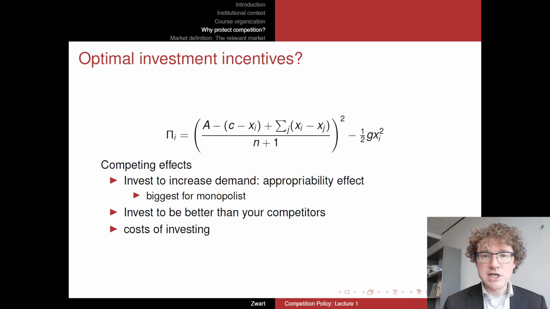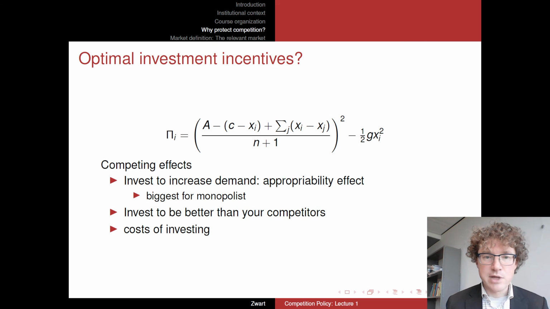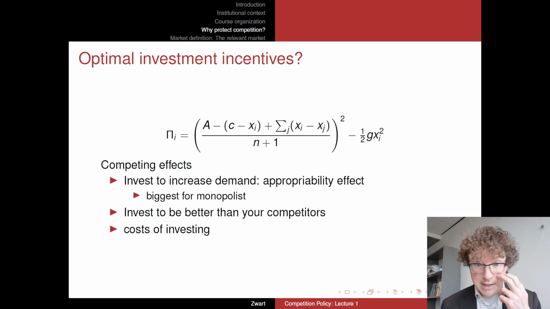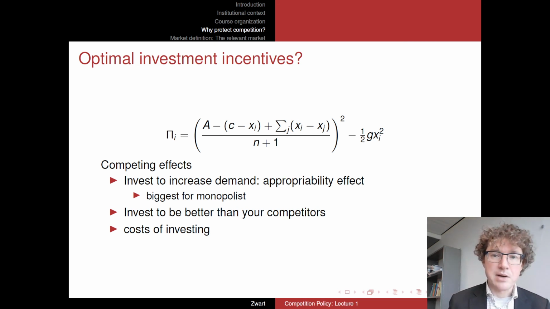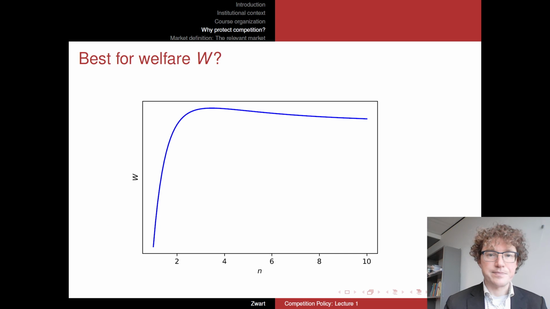So for this particular equilibrium, we can compute that. And we can actually see, as I mentioned, these different competing effects. So it's the demand increase effect or appropriability effect, which is the biggest for the monopolist, and the other one, investing to be better than your competitors, which is going to be biggest when there's a lot of competition, and that has to be balanced against the marginal cost to invest.